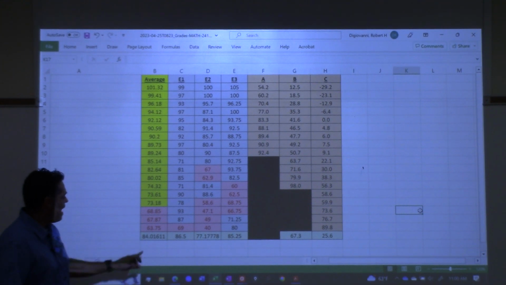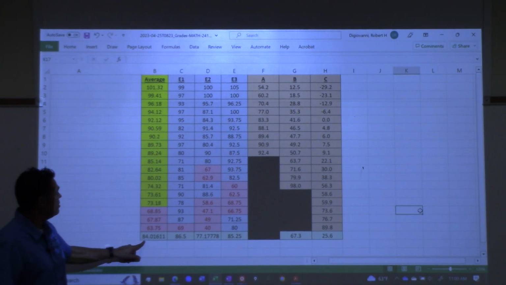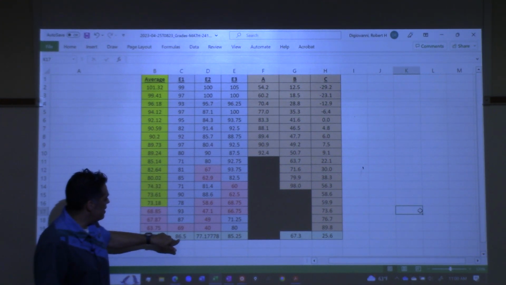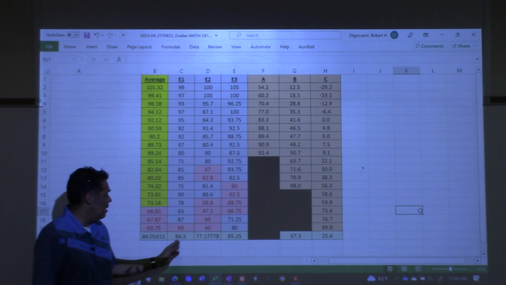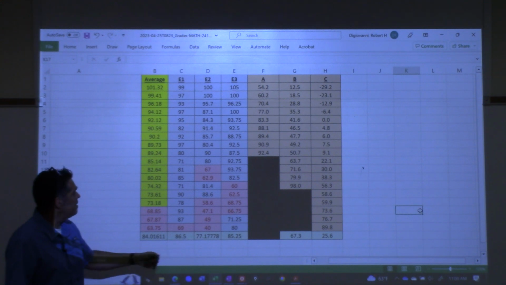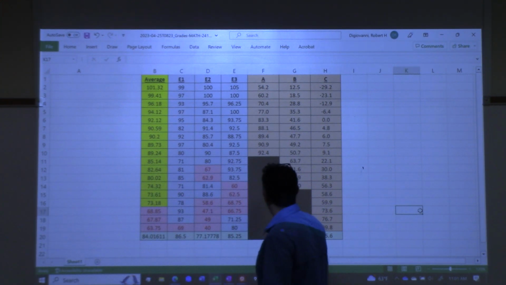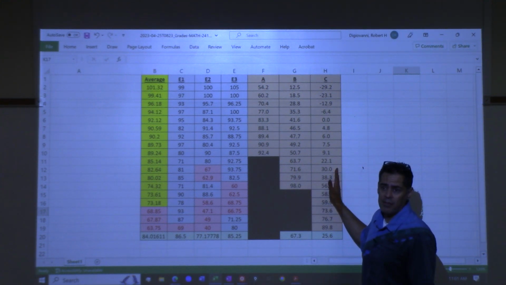So the class average right now is an 84, right? That's the class average. These are the exam grades. Exam 1, the class average was 86. Exam 2, 77. Exam 3, 85. All very decent averages on these tests. And then the next column is what each student would need on the final to get an A, a B, or a C in the class.